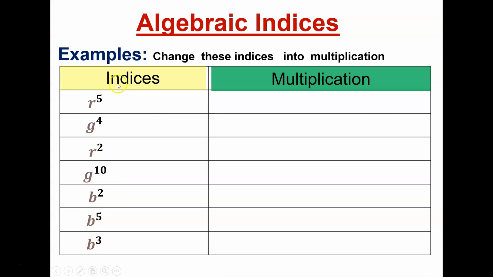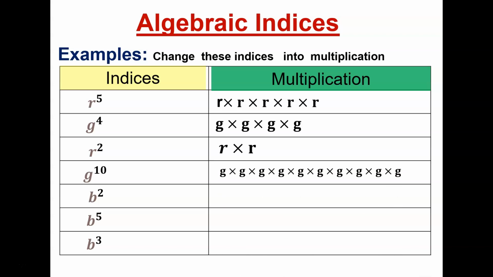Fine, I think you have tried. So let's do it together. The first one is r to the power of 5. How many r's do we need? We need 5 r's. So that's how it becomes when you change into multiplication. Here we have g to the power of 4. So we need 4 g's here. Here we have r to the power of 2, so we have 2 r's. Here again we have g to the power of 10, so we have 10 of them. Here we have p to the power of 2. We just need 2 of them. p to the power of 5, we need 5. And p to the power of 3, you can write down 3.